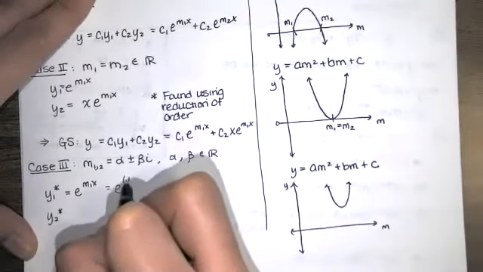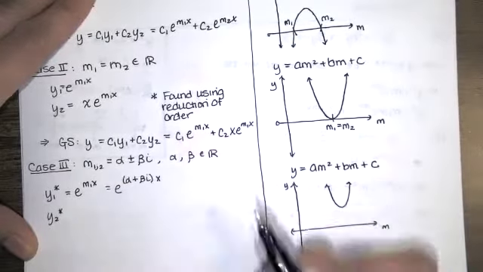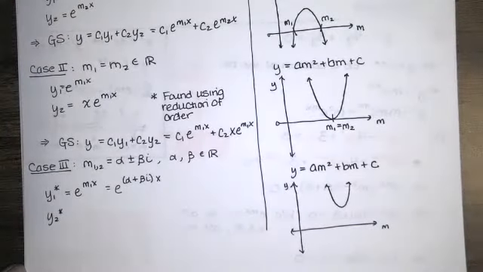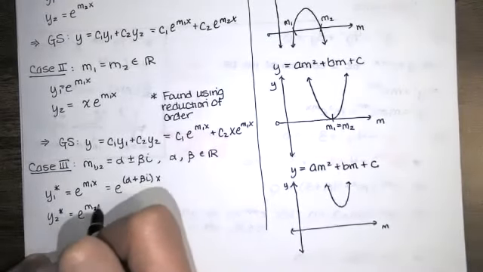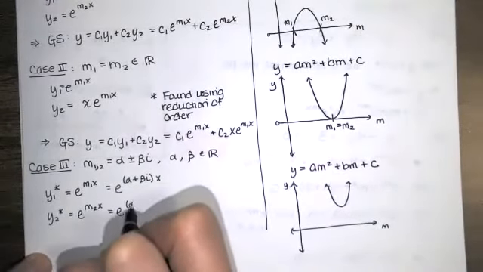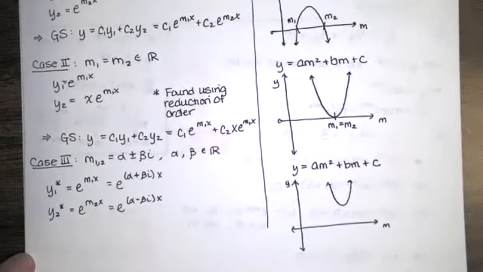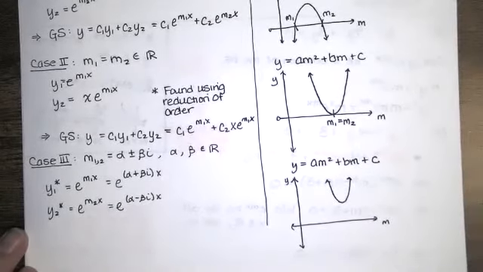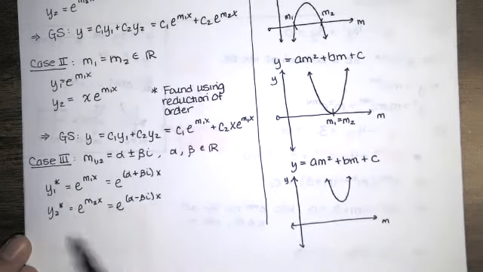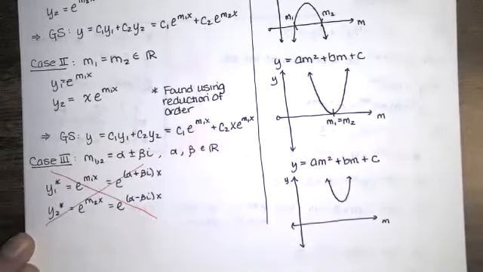Let's say m1 is alpha plus beta i. So we would have our first solution as e to the alpha plus beta i times x, and our second solution as e to the alpha minus beta i times x. Now, again, the problem with these solutions is that they have i's in them, and we don't want complex solutions. We want two real solutions to the differential equation. So even though these are solutions to the differential equation, they're not the solutions we're looking for.